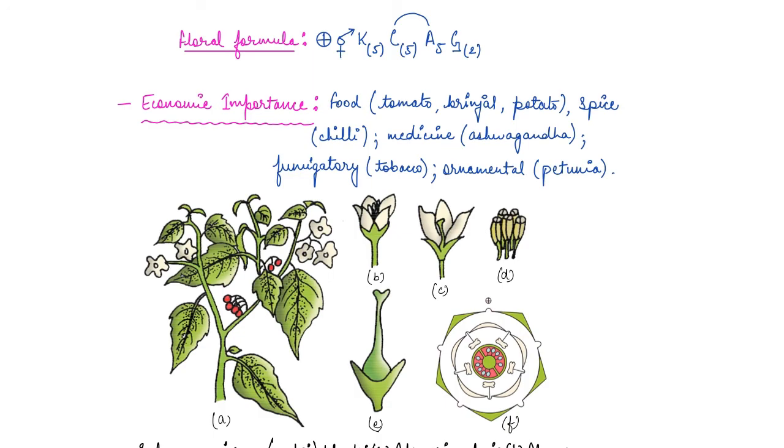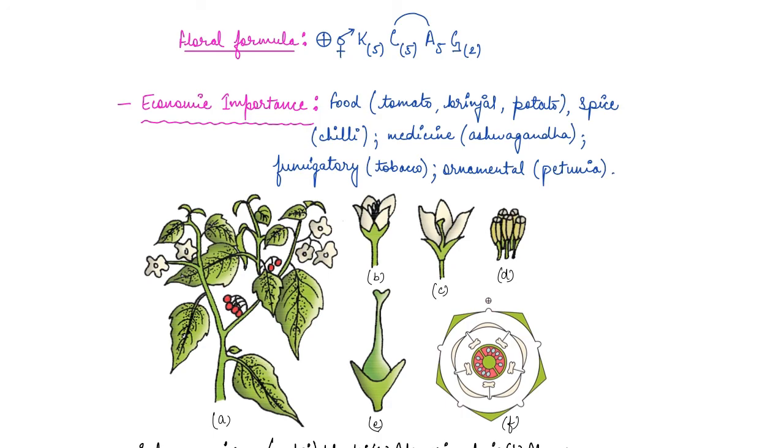Now, when it comes to the economic importance of the Solanaceae family, they are used as food, like in case of tomato, brinjal, potato. They are used as spice, like chili. Again, they are used as medicine, like ashwagandha. They are used in fumigatory things like tobacco. Then they are ornamental as well, like petunia. So this is the floral formula and diagram of the family Solanaceae.